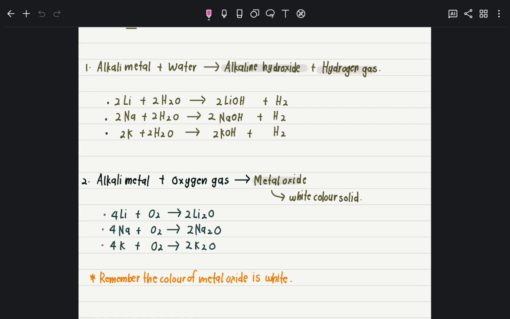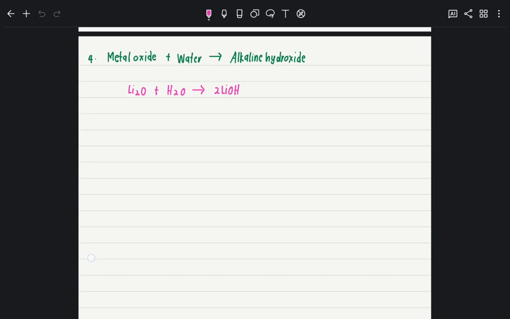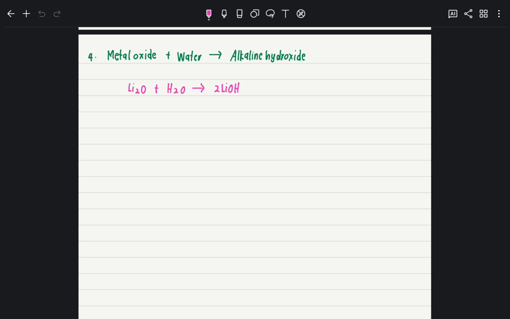Atau next way is, to get the alkaline hydroxide, apa you boleh buat? You boleh take your metal oxide, when your metal react with oxygen, ambil product tu, you put it in water. So you will still get lithium hydroxide or sodium hydroxide or potassium hydroxide. Faham? Okay, ni kalau lithium oxide.